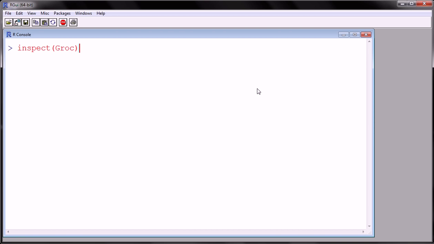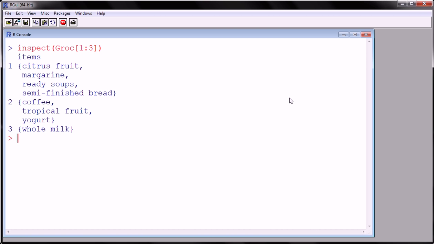Okay, and if we inspect the entire 10,000 transactions, we're going to get a lot of output. So let's only inspect the first 3. So you can control which ones you're looking at. You can look at the third, you could look at the 9,000th to the 9,005th, whatever you need. That's how you control it.